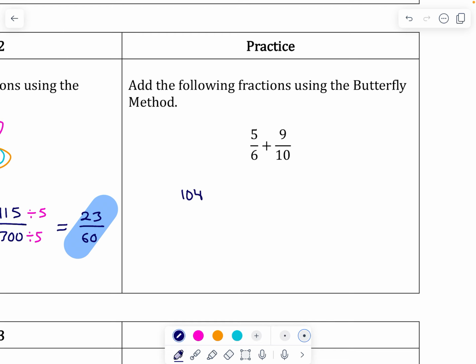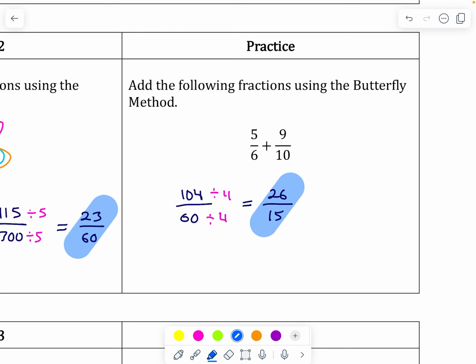You should end up with 104 out of 60. And as promised, this is reducible. This reduces to 26 over 15.